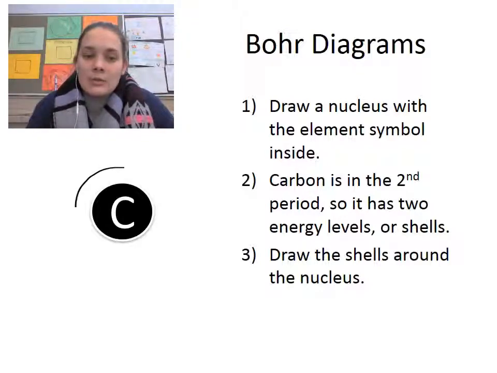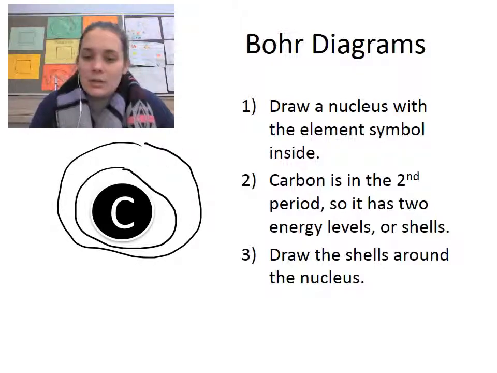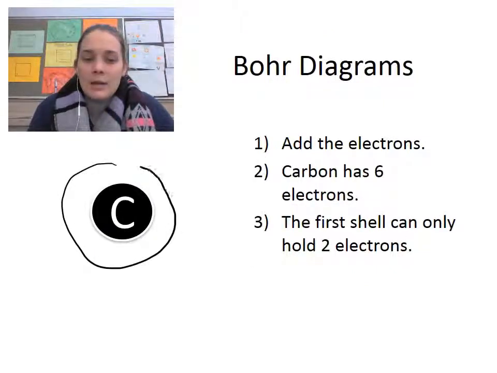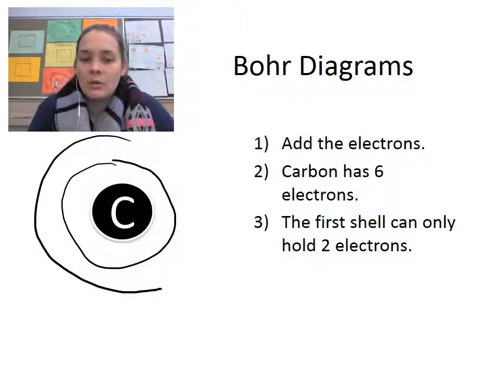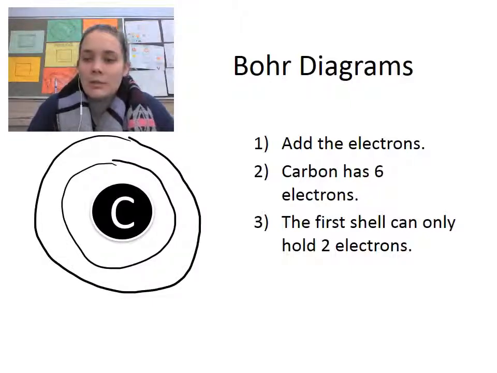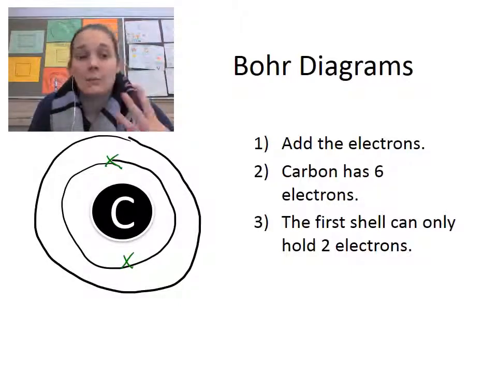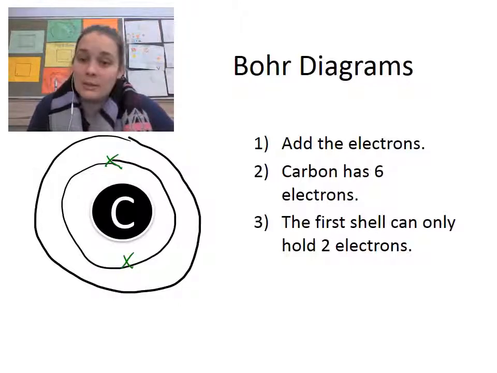So the first thing that I need to do is draw my 2 shells around my nucleus. Okay, so in total I needed to have 6 electrons, and I know that my first shell could hold 2 electrons, so I'll add my first 2 electrons in here. You can represent them with dots, with crosses, with E's. It's up to you how you choose to do it. So I needed to have 6 in total. I've put down 2. How many more do I need? 4. So my 4 other electrons need to go into the second shell.